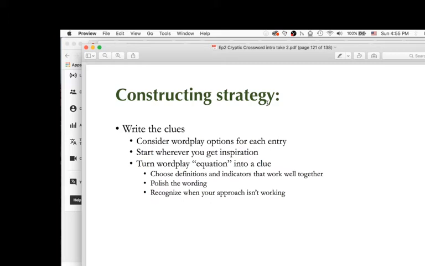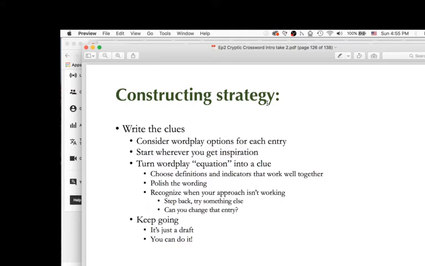That can mean trying a different wordplay option, or it can mean using the same wordplay but with a different surface, or it can mean, can you change that entry? Which is what I talked about earlier with having some flexibility. Keep going. And remember, it's just a draft. You don't have to get all your clues perfect the first time. And you can totally do it.